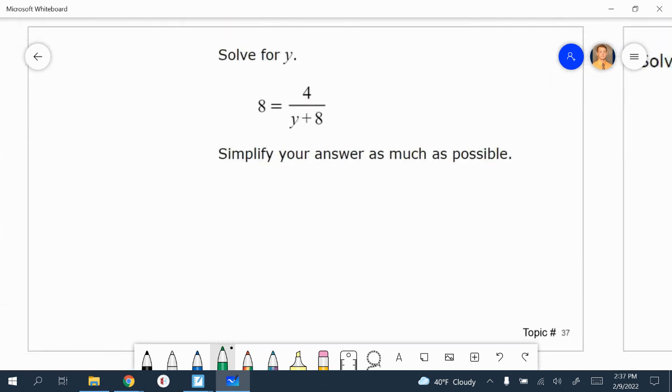Topic number 37. On this one, I'm going to multiply both sides by y plus 8 to get it out of the denominator. If I do that, the y plus 8's on this side cancel out. I'll be left with, I'm going to distribute this 8 real quick. 8y plus 64 equals 4. And then I'm not even going to solve this. You guys can solve that on your own. Solve for y.